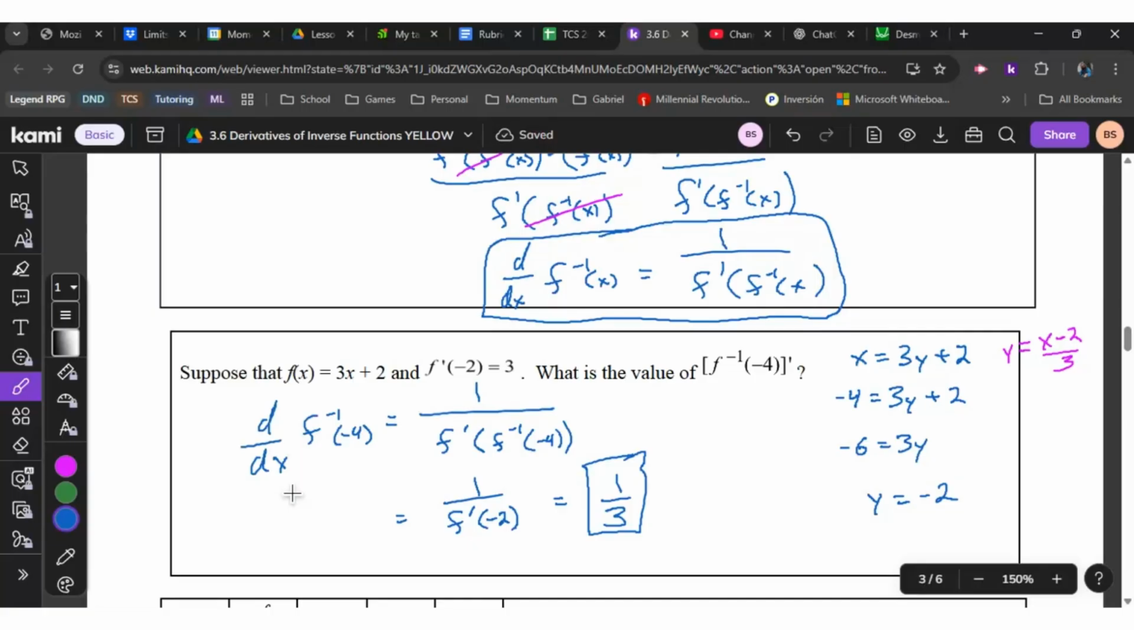How we doing? Anybody lost? And the other side, d over dx? Oh, that just means it's the derivative. But why did we get 1/3? Okay, you know what? Fine, we'll write it this way. Does that make you feel better? How did we get to 1/3? Up here it tells us the derivative at negative 2 is 3. So I'm just making that substitution.